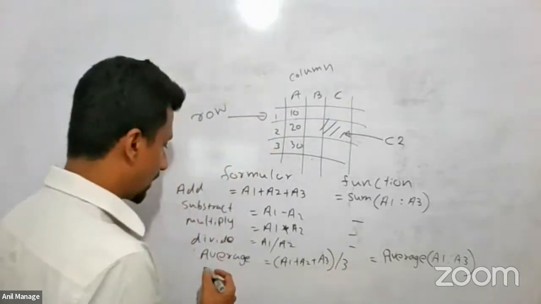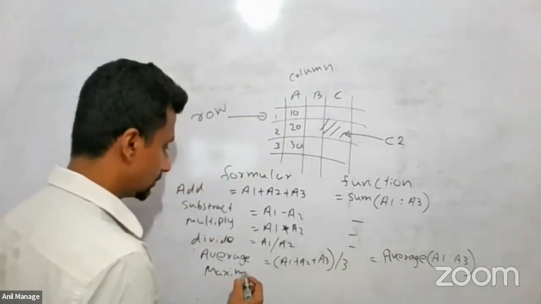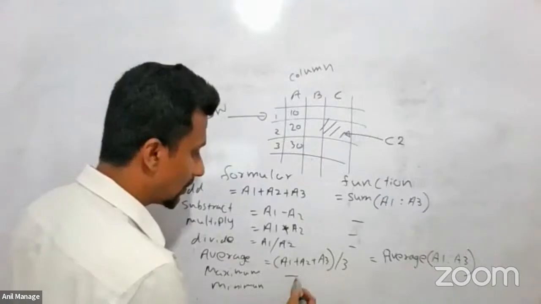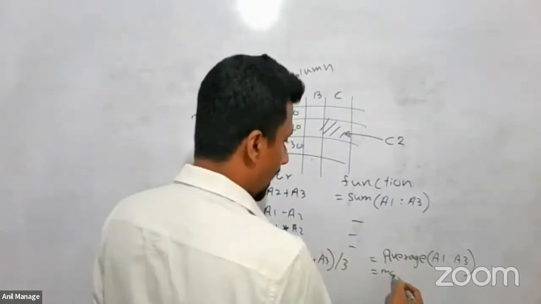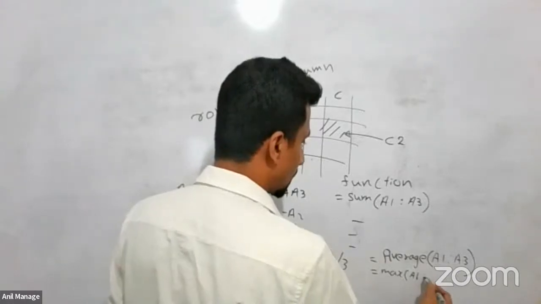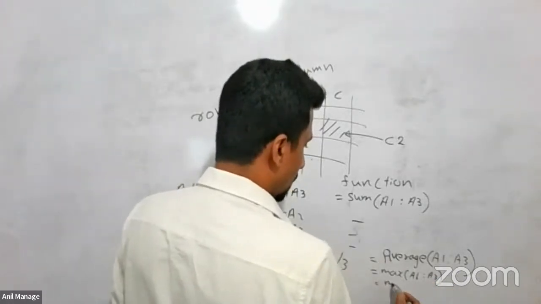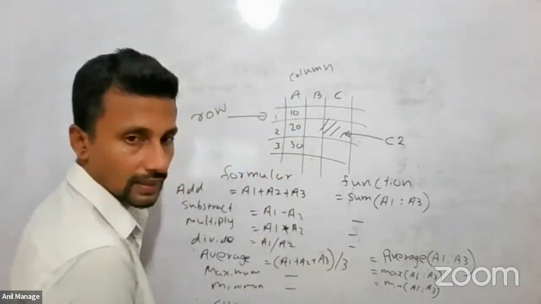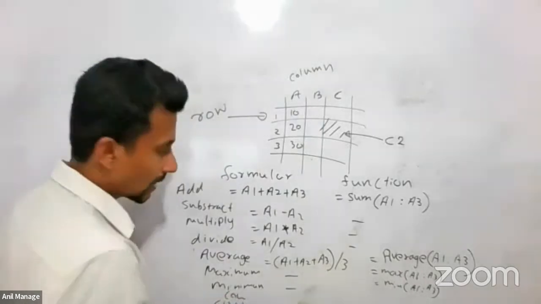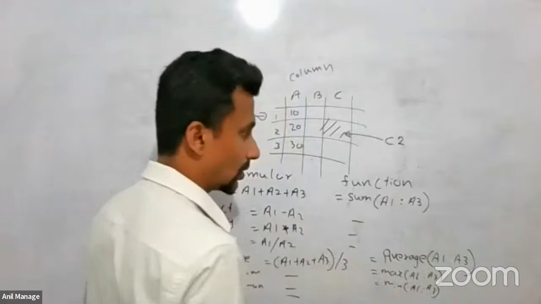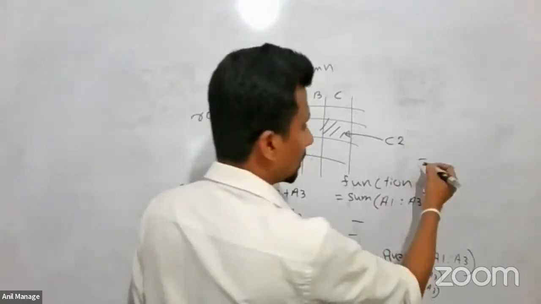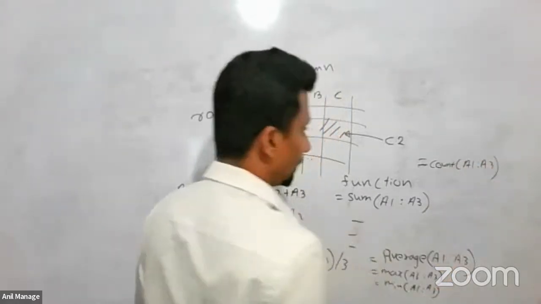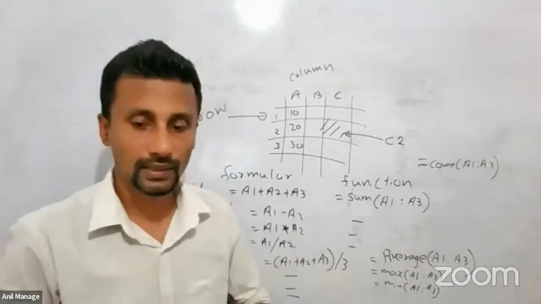Then to get the maximum and minimum, you don't have a formula, but you have a function called max, giving the cell range A1 to A3, and min A1 to A3. Then for the count, you don't have a formula. I will write the function here, equal count, and give the cell range. Right? So these are the things you have to memorize.